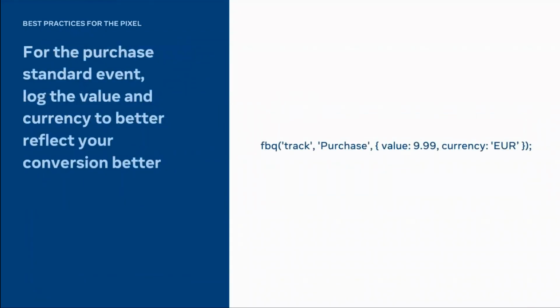Now for the purchase standard event, if someone's actually gone through and made a purchase for you, you can log the value and the currency to better reflect your conversion. So the value, $9.99 or 9 euros 99 euro cents, and then what the currency is you're working with. In our case, it might be $29.95 in a currency of AUD for Australian dollar. That better helps you to align what is the value that you get out of a purchase for that particular product.